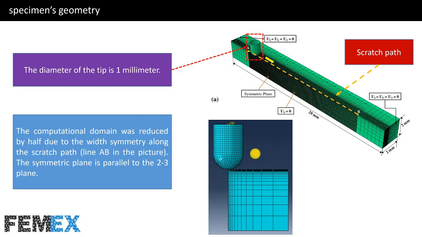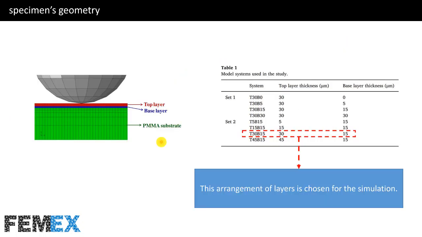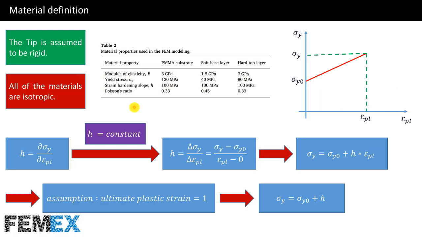And this is the FE model from another point of view. The model consists of 4 parts. The first one is the substrate, which is made of PMMA. The second one is the base layer, the third one is the top layer, and finally we have the tip. Here we have the studied arrangements of layers in the paper, and I have chosen this arrangement of layers for the simulation. Now I want to talk about the material definition.